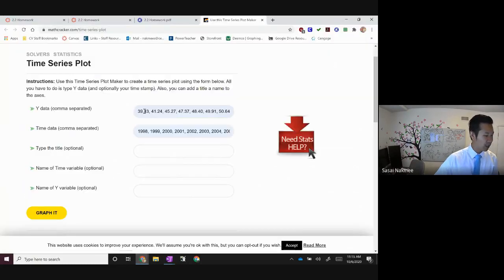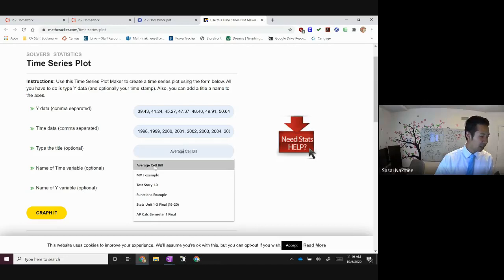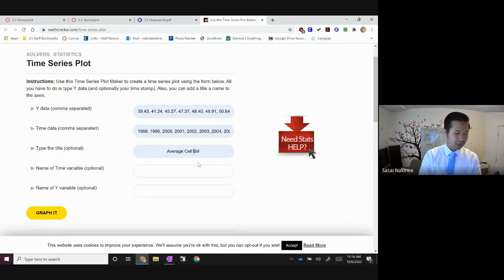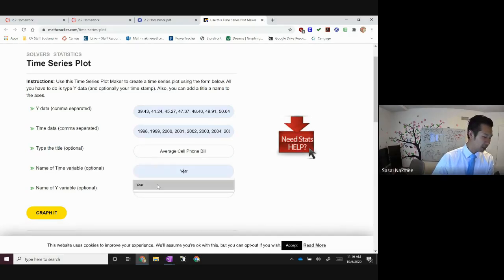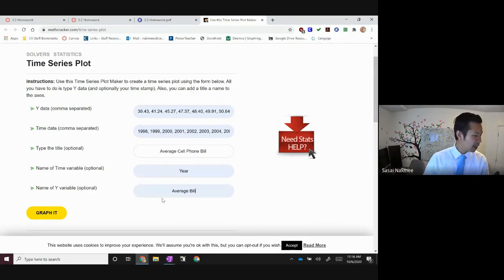Going back over here, I was supposed to type in all my Y values, type in all my X values, and separate them with a comma. And then you could type in the title here. I guess the title I used before was the average cell phone bill. Name of the time variable, this is in years. Name of the Y variable, I think this is in dollars, but we can also put average bill. And once you key all this in, we're just going to hit graph it and hope this works, because I haven't done this in a while.